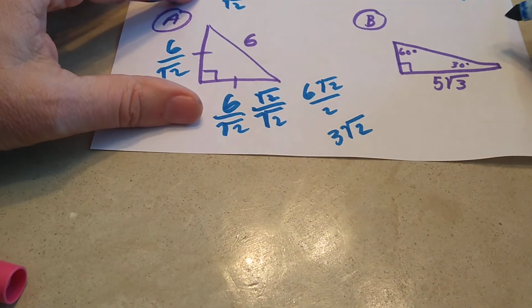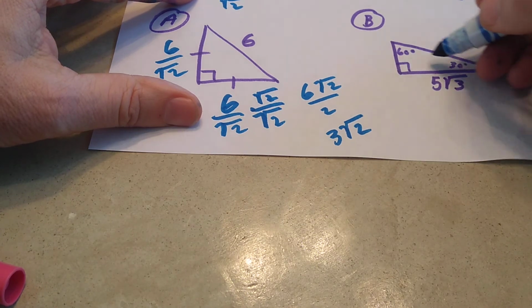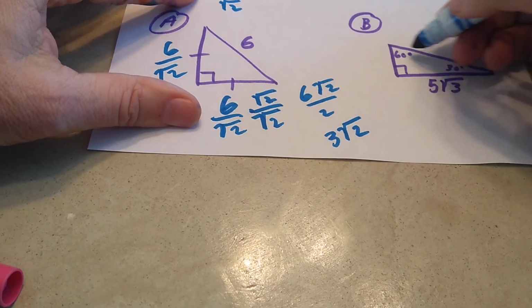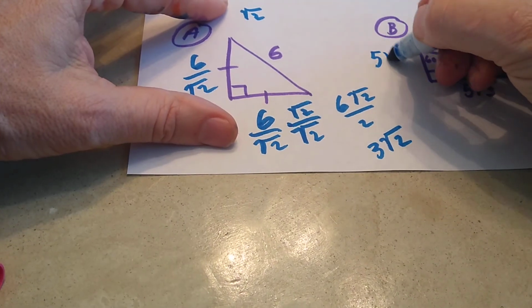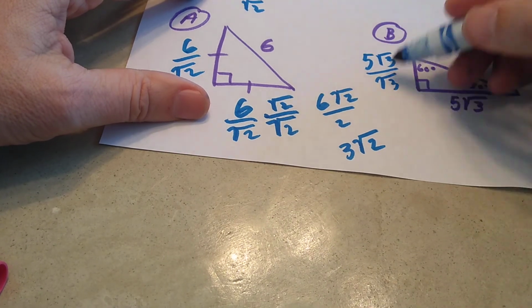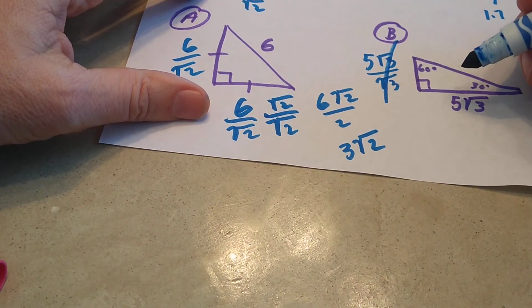And then this one right here. Well, I'm going backwards. It's got to get smaller, so I got to divide. And I got to divide by what? I got to divide by root 3. So this is 5 root 3 over root 3. Oh, that worked out nicely because my root 3's cancel. So it's just that, it's 5.